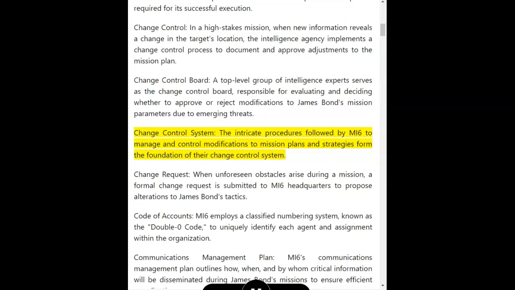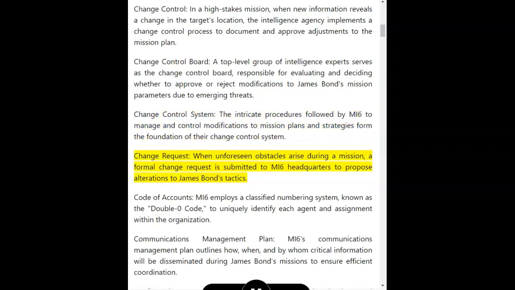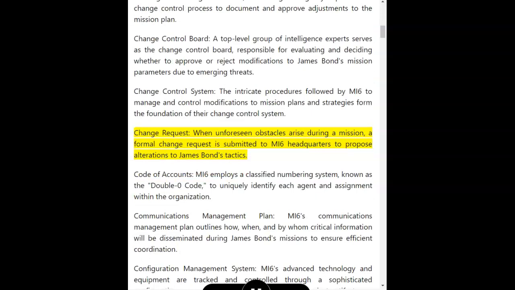Change Control System. The intricate procedures followed by MI6 to manage and control modifications to mission plans and strategies form the foundation of their change control system. Change Request. When unforeseen obstacles arise during a mission, a formal change request is submitted to MI6 headquarters to propose alterations to James Bond's tactics.